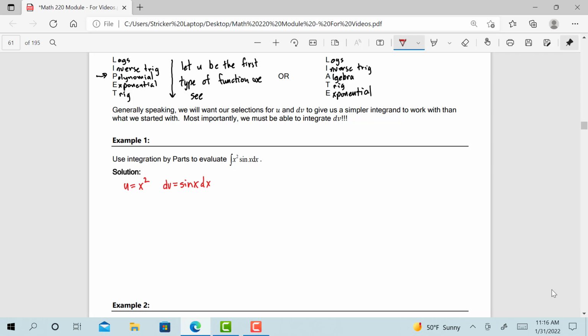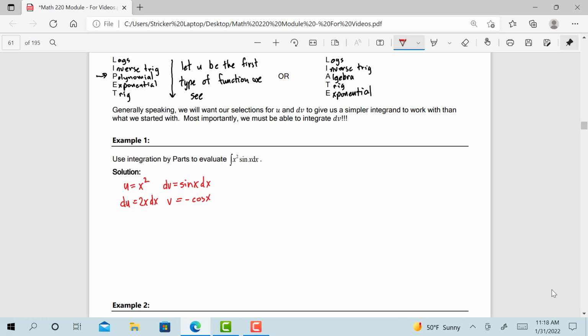And then for the u, we're going to find what du is. So if u is x squared, then du is 2x dx. And then for dv, we're going to integrate both sides. So if dv is equal to sine x dx, the integral of dv is just v. And the integral or antiderivative of sine x is negative cosine x.